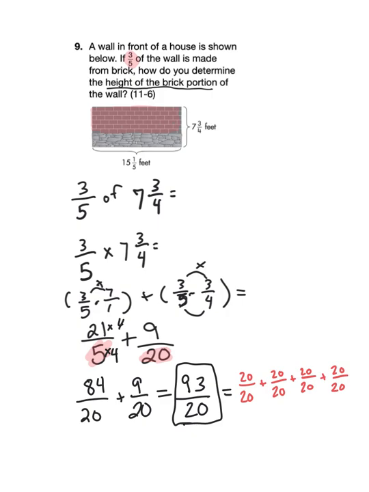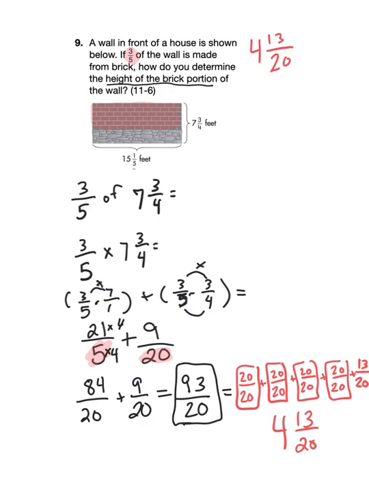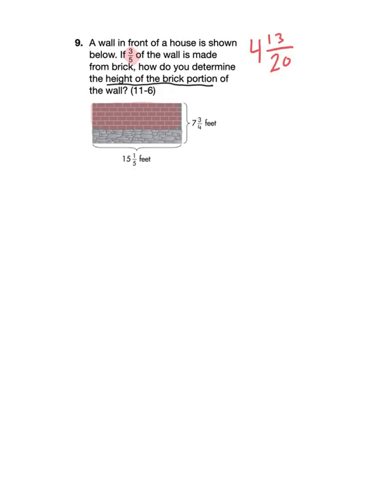So let's see, 20, 40, 60, 80. That leaves me with 13. 13 out of 20. Okay, so my mixed number is 4 and 13/20. But we got the same answer. Okay, now I'm going to show you option number 2 for solving this.